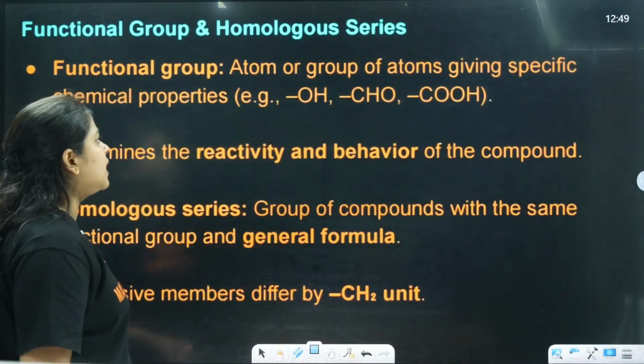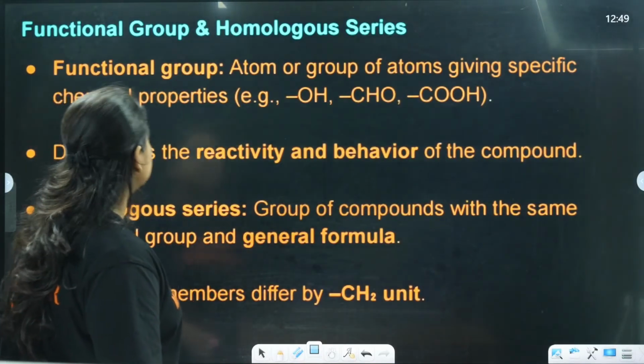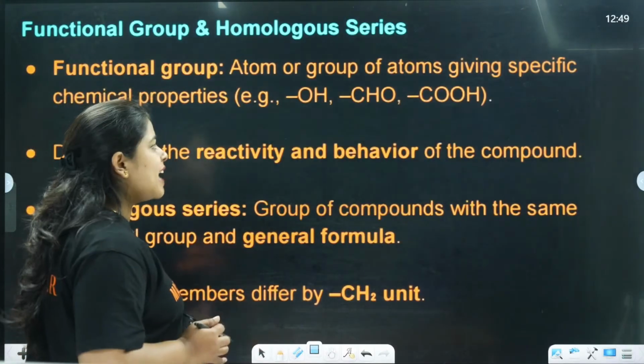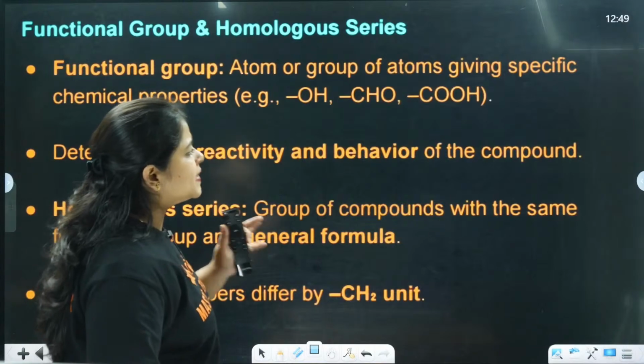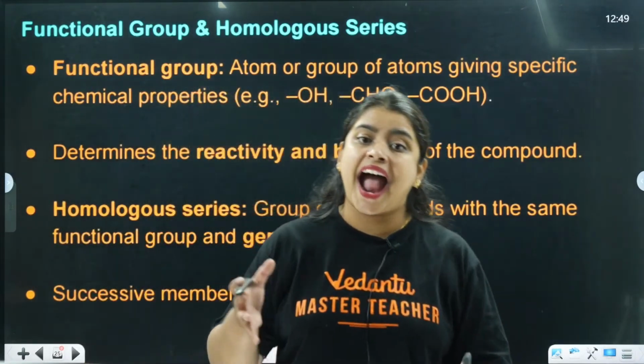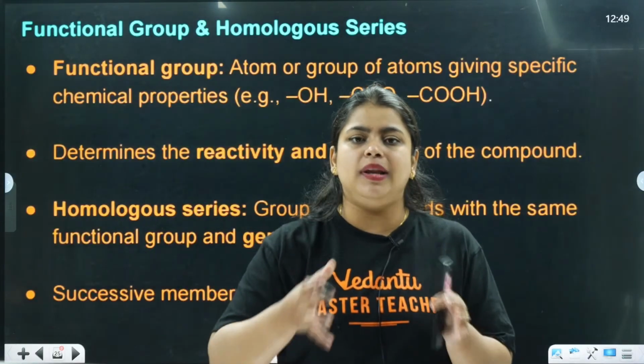Now functional group is an atom or a group of atoms giving specific chemical properties. For example OH, CHO, COOH. These are all simple functional groups which will be added to the full compound structure.